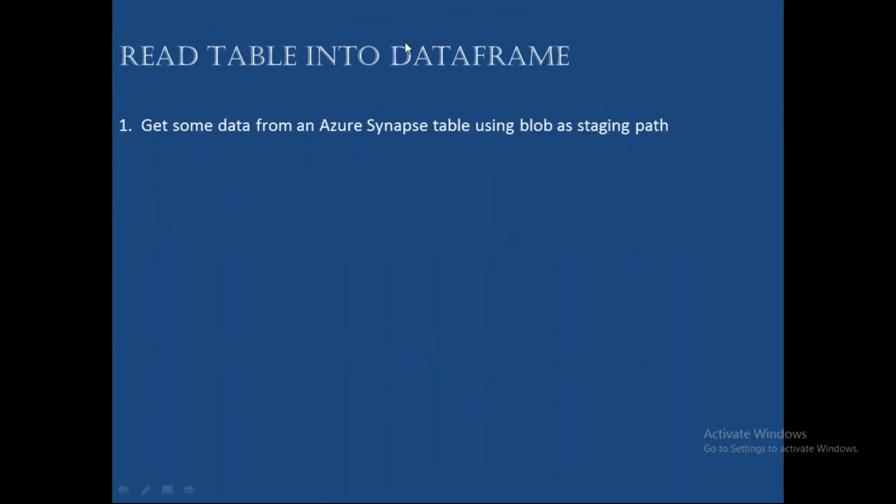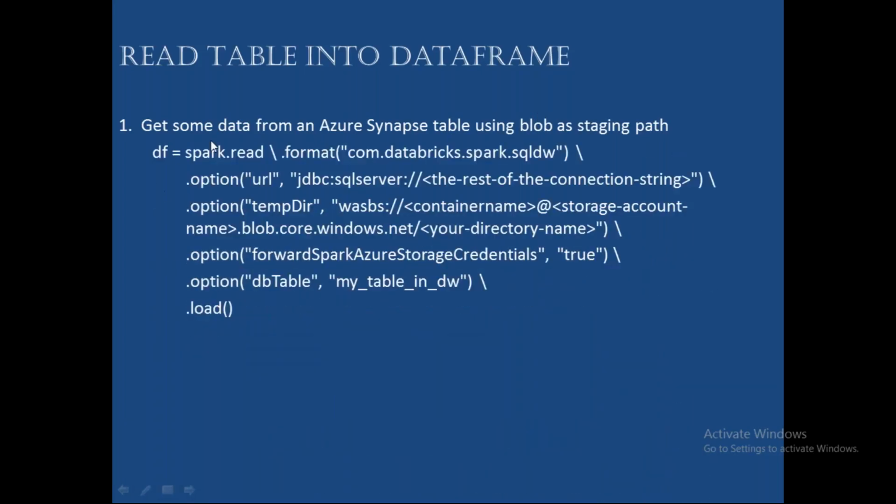Read table into data frame. How to read a table into a data frame? You get some data from an Azure Synapse table using blob as a staging path. This is how I'm going to read data from Azure Synapse, Azure SQL Data Warehouse, into Databricks. Spark.read format is com.databricks.spark.sqldw. Option URL equal to, this is the JDBC URL. Option temp directory: data from Azure SQL Data Warehouse will be loaded into this temporary path.